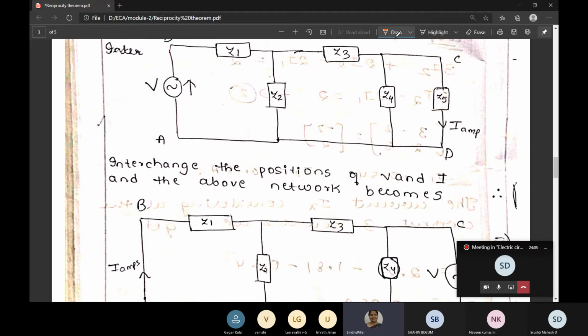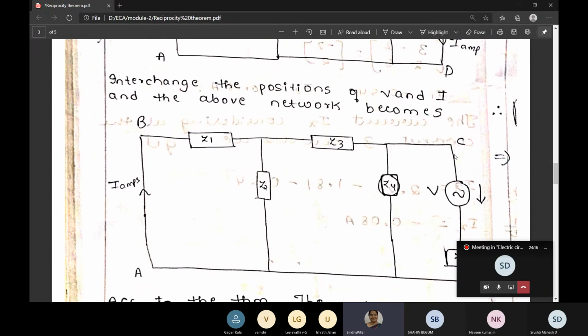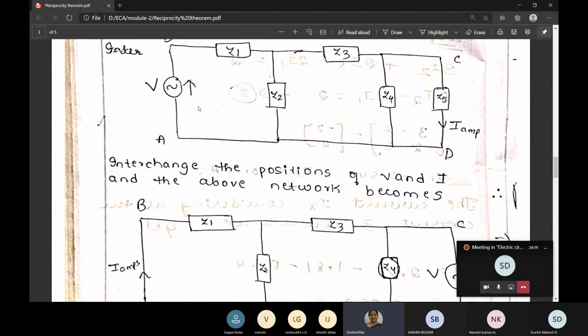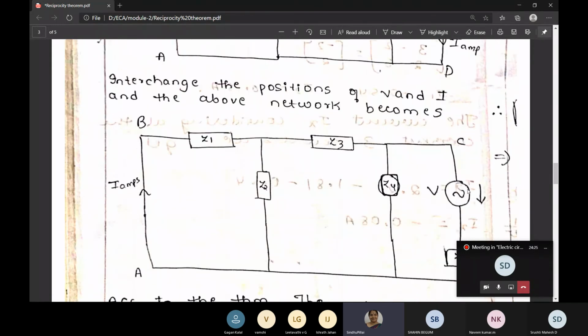What do you mean by interchanging the position? Just take this voltage to the current side and bring the current to the voltage side. The positions are interchanged. Now the network looks like this. This voltage has an upward arrow, so whenever it comes to the RHS, the arrow will be downward. The current was coming down, so whenever it goes to this side, it goes in the upward direction. So you should be very clear with the direction whenever you interchange.